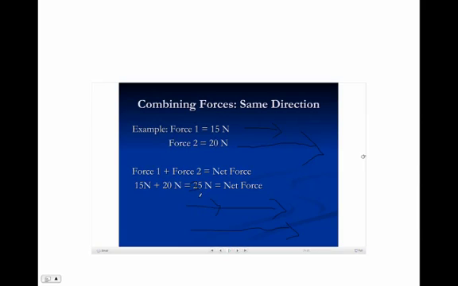15 plus 20. So that's what the net force would be, 35 newtons. Now we have to mention the direction, to the right.